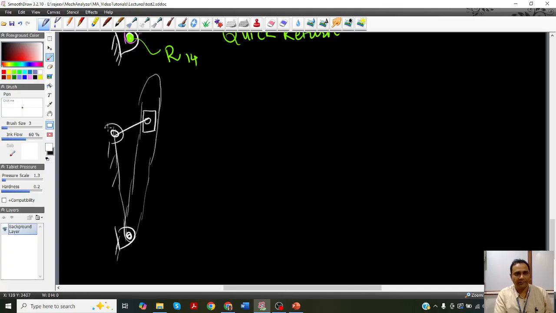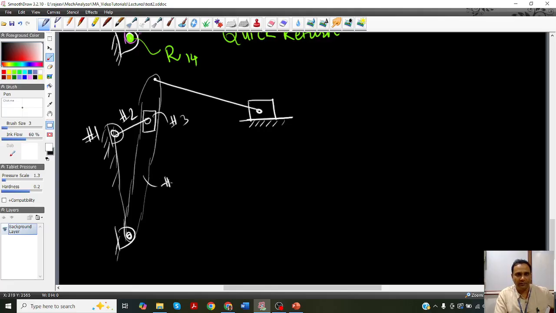Same diagram, whatever I had drawn earlier. It's just that at the tip of this link, I'll have one more joint and I'll have a slider and a ground. So let's do the same. Number 1, number 2, this is number 3, this is number 4. I'll consider this as number 5 and number 6. This is still number 1.